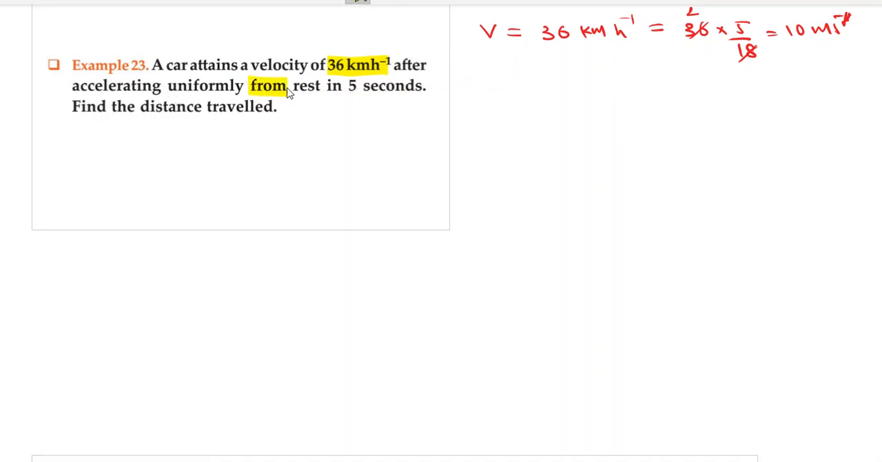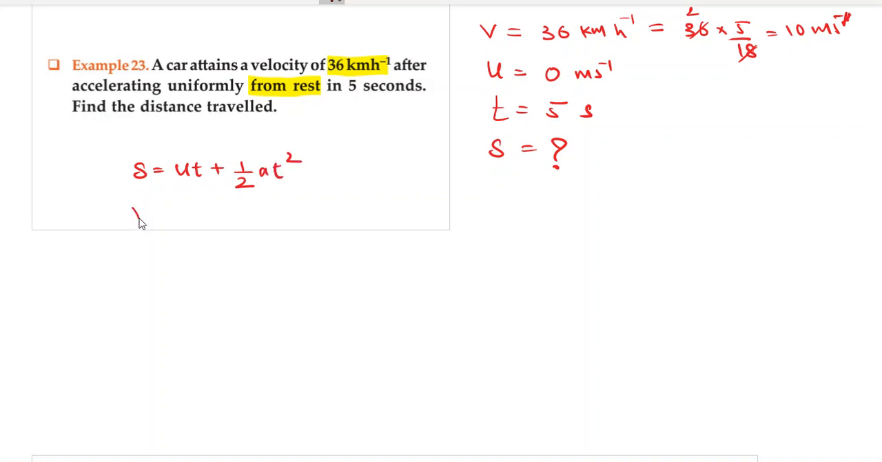Accelerating uniformly from rest. What do you mean by from rest? The initial velocity will be 0 meter per second in 5 seconds. So time will be 5 seconds. Find the distance traveled. They have asked us about the distance traveled. So if we want to find the distance traveled, there are only two options. Either we can use S is equal to ut plus half at square, or we can use v square minus u square is equal to 2as.